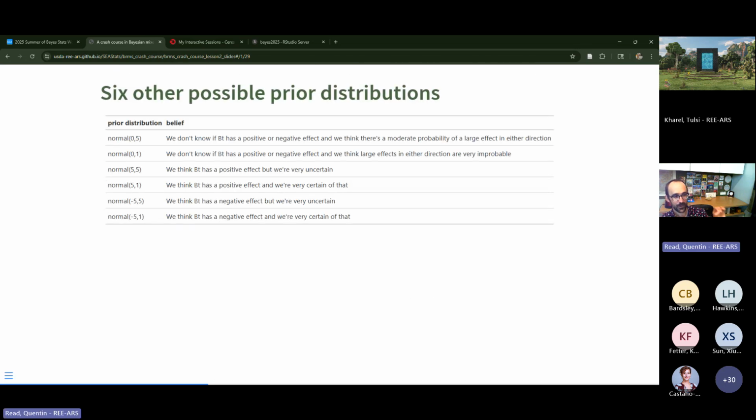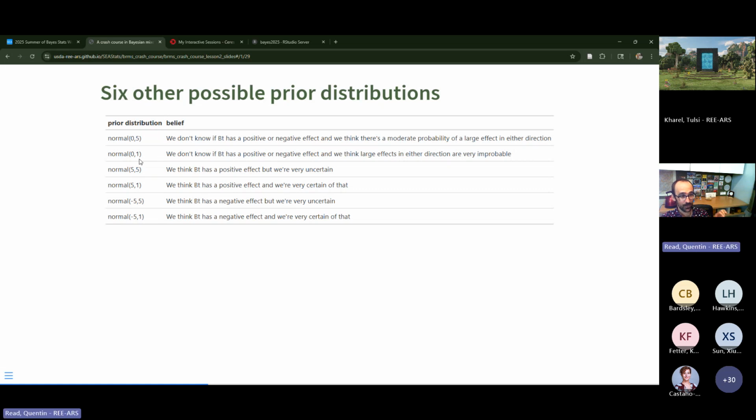Okay, but what are some other priors we could use? These are all going to be normal distribution priors. We could have a normal centered at 0 with a standard deviation of 5. And what would that mean? That would be like we don't know if the effect of BT is positive or negative. It's 50% likely to be positive, 50% to be negative, but we think that the possible range of effect sizes are likely to be pretty big. There's a moderate probability of a large effect, whether positive or negative.